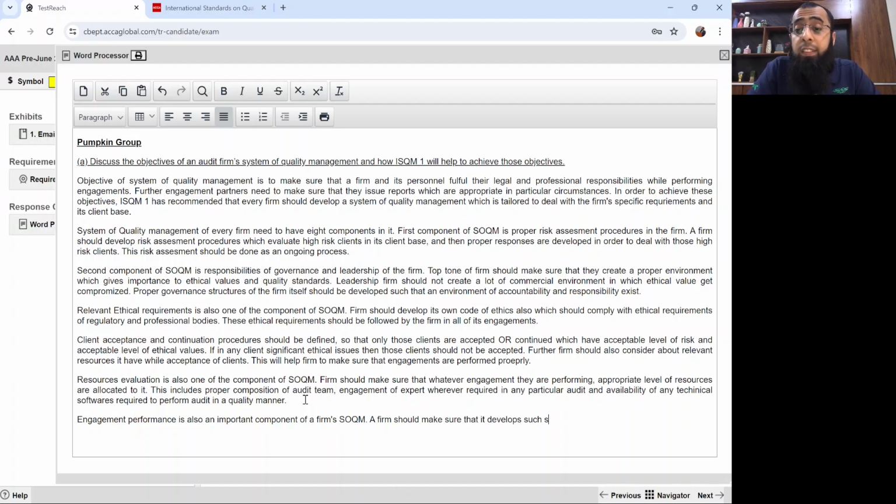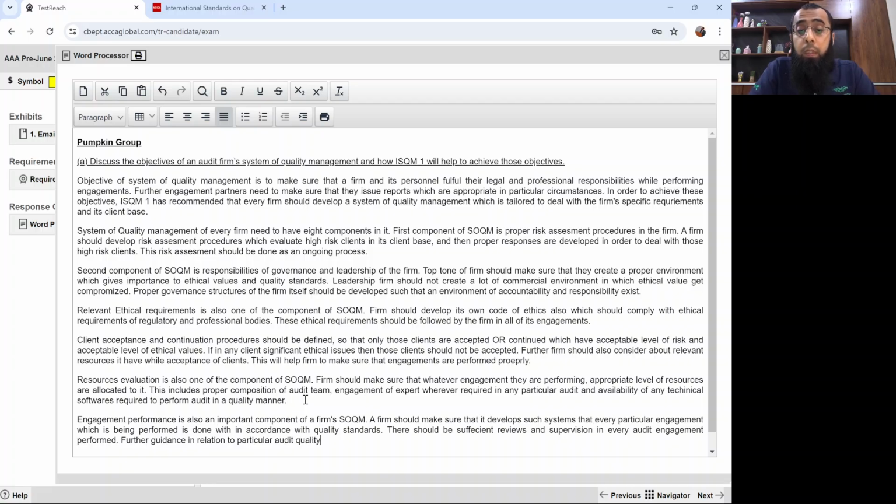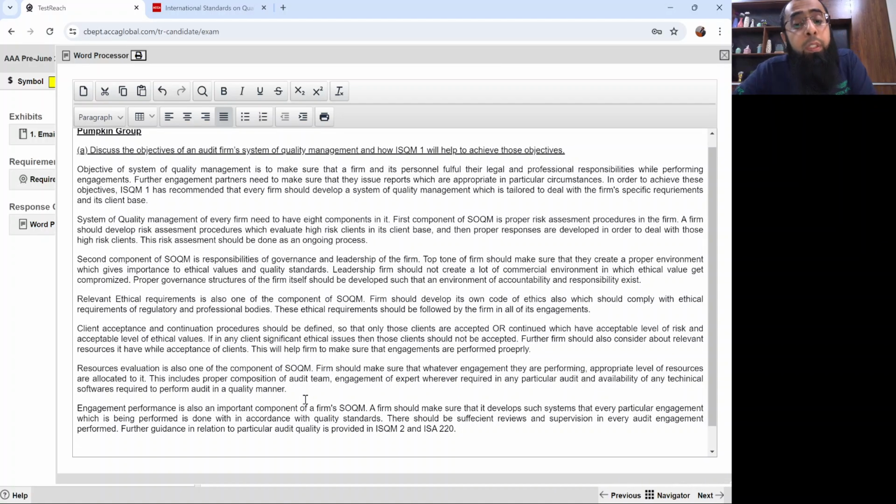A firm should make sure that it develops such systems that every particular engagement which is being performed is done with quality, in accordance with quality standards. There should be sufficient reviews and supervision in every audit engagement performed. Okay, further guidance in relation to particular audit quality is provided in ISQM 2 and ISA 220. Okay, you already have studied the second article in which ISQM 2 and ISA 220 is referred, and in that article it is about the engagement quality.